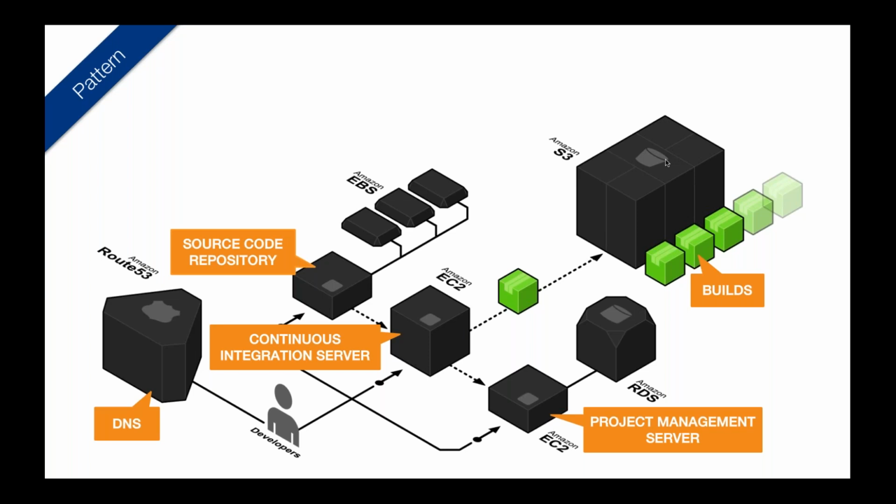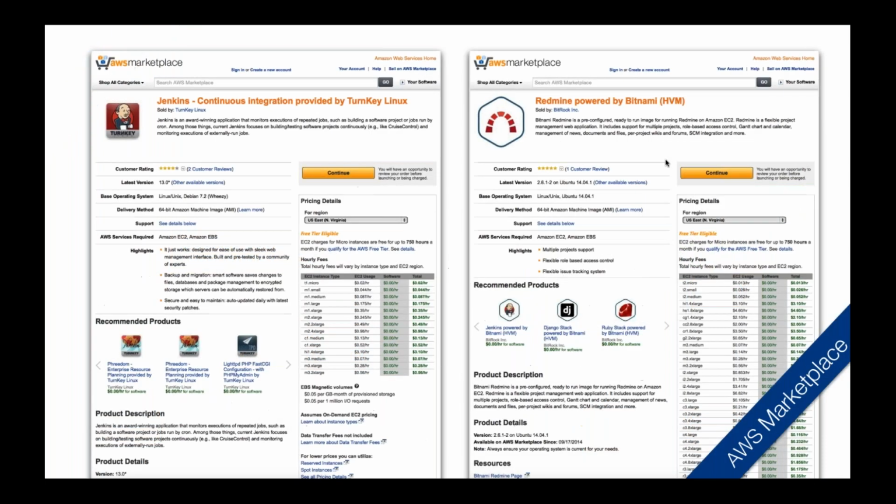Now, that's all assuming you're using self-managed services. If you're using our Code suite of services, you can replace the CI server and the builds with CodeBuild and CodePipeline. You can replace the source code repository with CodeCommit, and then a lot of this will be managed for you. Again, in our marketplace there are a lot of solutions. For example, you could easily deploy Jenkins or Redmine in a few minutes from our marketplace.